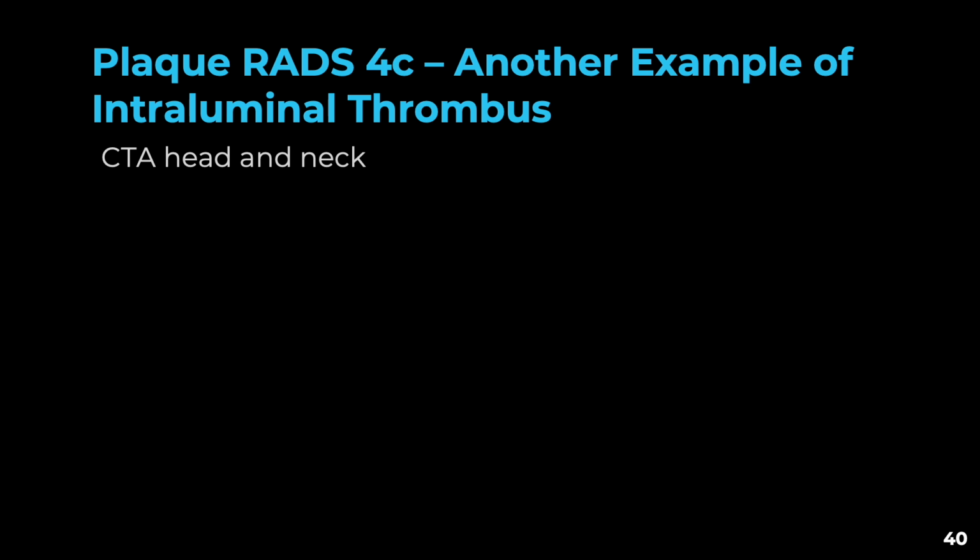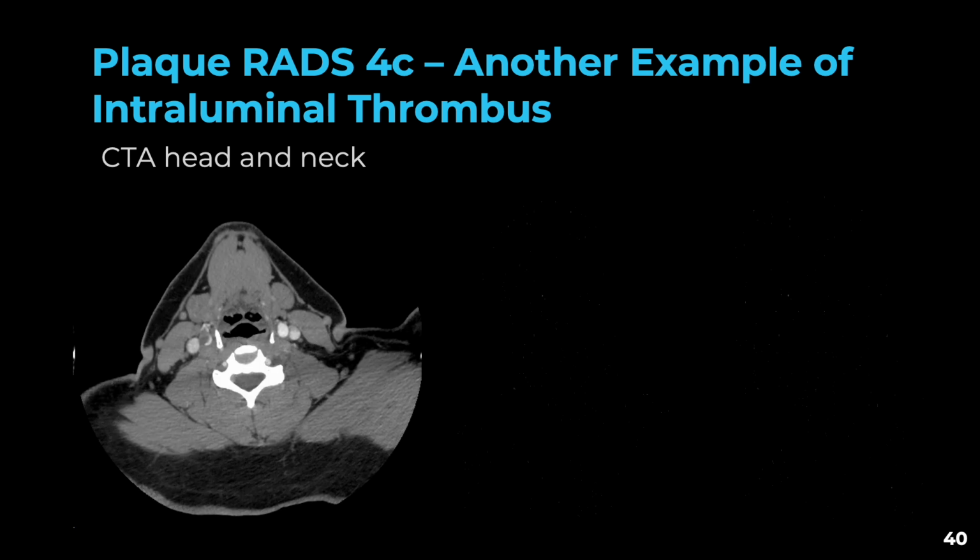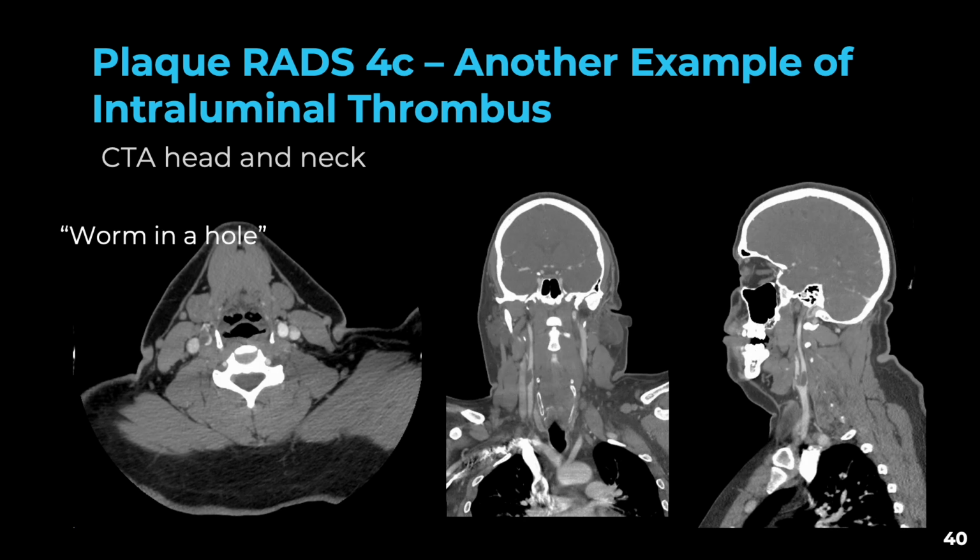Here is his CTA, and what you can appreciate is that there is a worm in a hole or a donut sign in his right common carotid artery. And you can see the presence of the thrombus on both the coronal and sagittal imaging as indicated by the arrows. The patient underwent emergent thrombectomy for this clot.